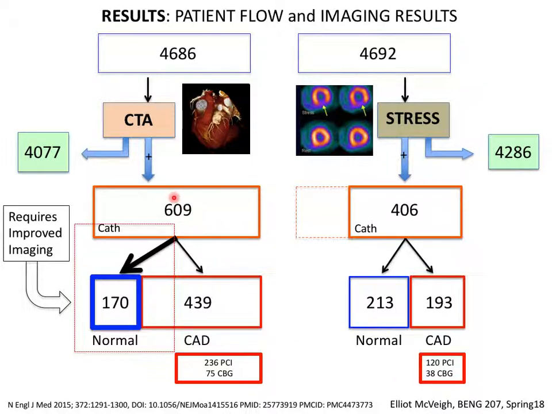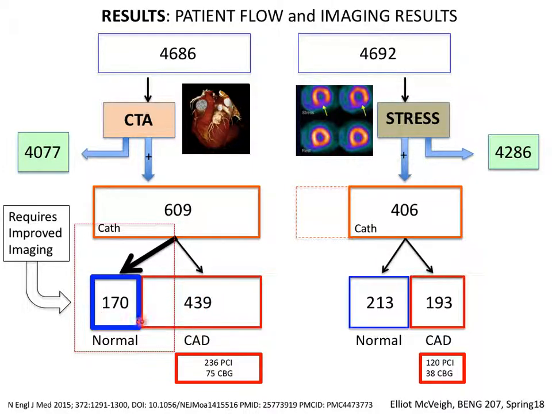Over here, of the 609 people that were sent to cath, 439 were found to have disease on cath. Okay, so let's pause for a second and look at this. These boxes are to scale. This many patients were positive versus this many in this arm. I've been doing imaging for a very long time, and I have never seen a division like this where one imaging technique completely blows the other one out of the water for detecting disease, right? So you have way more disease detected over here.